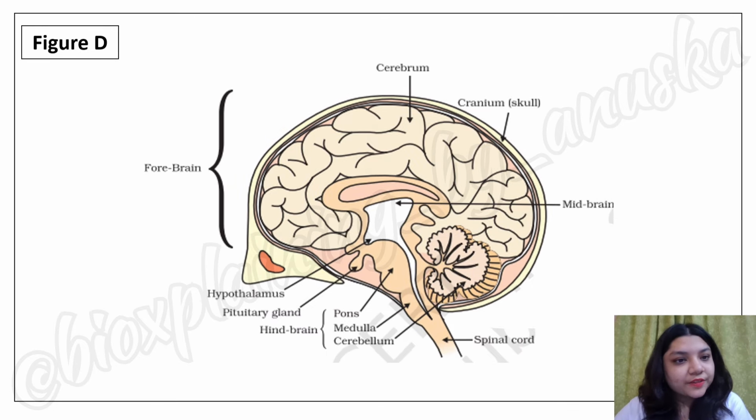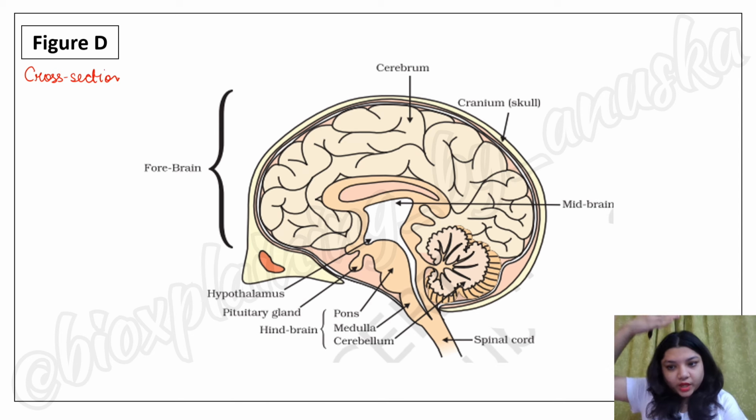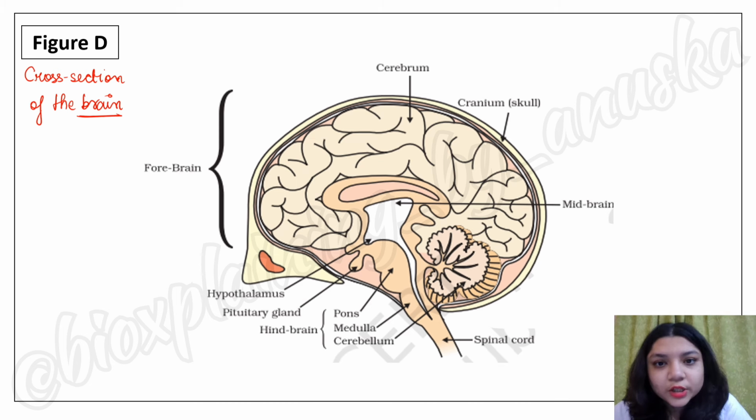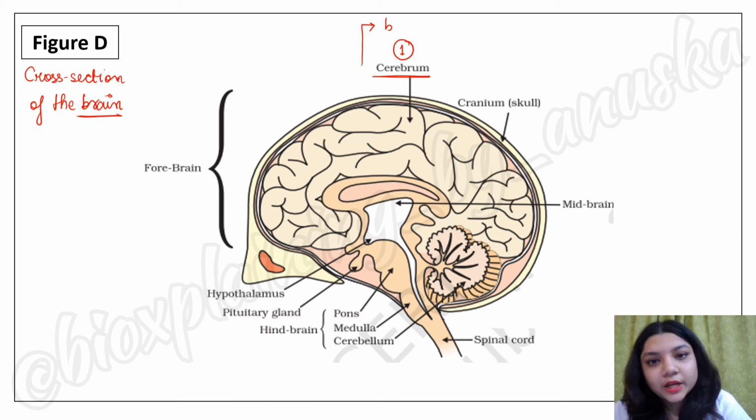Okay, so what's with figure D? This shows us a cross section of the brain, right? Rather, this way, a longitudinal section of the brain. Now, part number 1, the top one. Part 1 is the cerebrum. So, the cerebrum is the bulk part of the brain, right? I'll write in short. Then functionally, what does the cerebrum do?